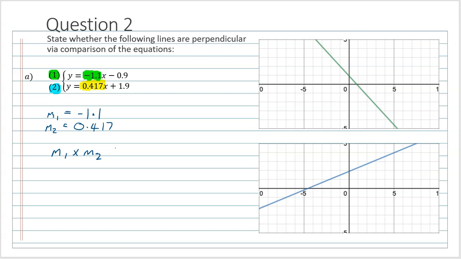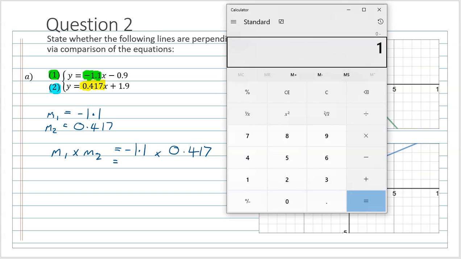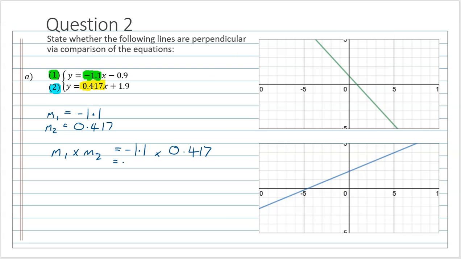Now multiplying these two together, if m1 times m2 is equal to negative 1, then we know they're perpendicular. So we'll say negative 1.1 times 0.417. And I can't do that in my head, so I'll get my trusty calculator back out. And we'll say negative 1.1 multiplied by 0.417. And that is equal to, clearly not negative 1. It is 0.4587.